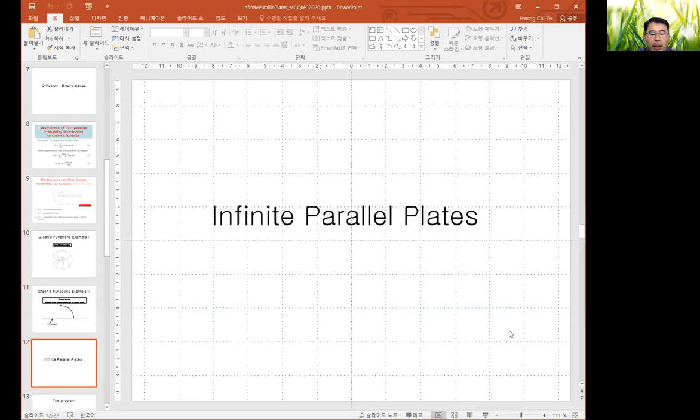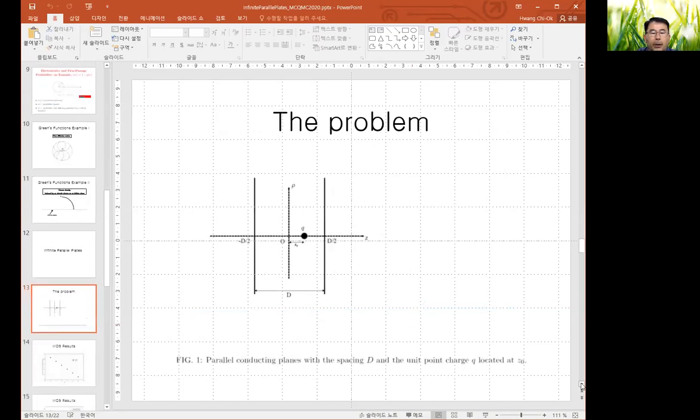Let's go into the main topic, and let's see the infinite parallel plates problem. For these infinite parallel conducting plates, there is no closed form in electrostatics. There is only a series solution for the induced charge distribution on the infinite parallel plates. That means it's not easy to use the induced charge distribution in the diffusion problem.